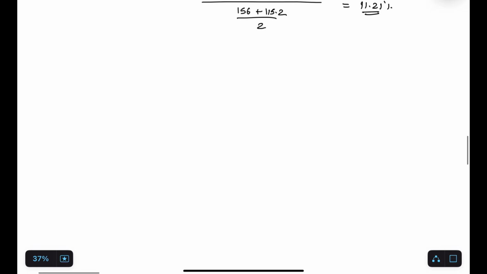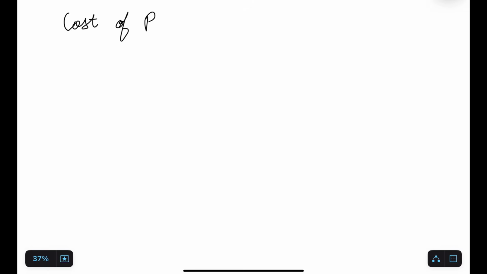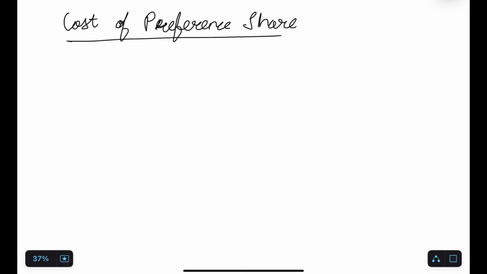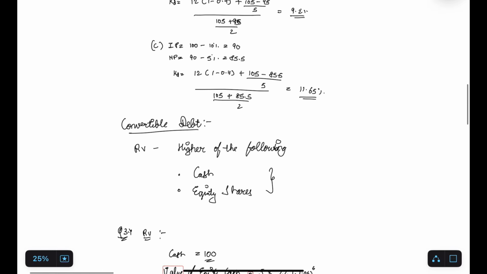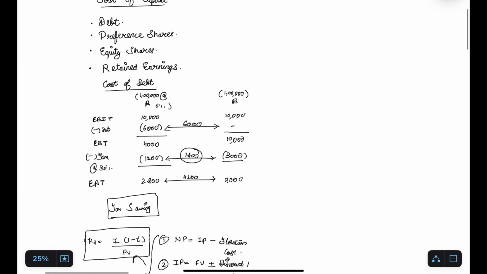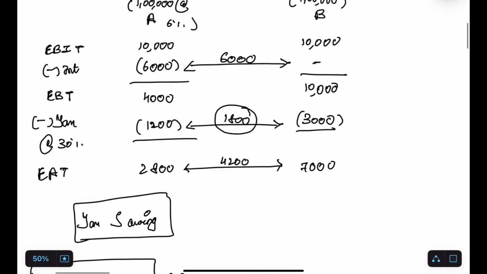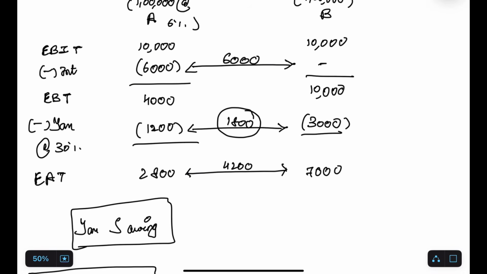Now, the second one, let us start with cost of preference shares. To be very honest, cost of preference share is also very similar to cost of debt. There is just a very slight thing which you have to understand, and cost of preference share is very easy. Let us go back to the situation we took a few minutes back. When we observed this situation, we took the factor of tax because interest was reducing the tax and we were having tax saving, and that affected our cost of debt.